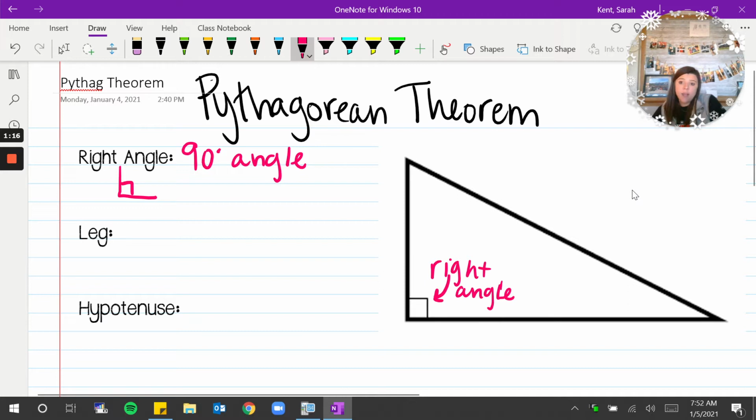Then from the right angle, we have two different parts of the triangle. One is called the leg and the other is the hypotenuse. You might remember hearing these words from last semester, when we looked at different angle relationships, and there was the one that was hypotenuse leg, and we could only use it with a right angle. So our legs are going to be the two sides that are next to the right angle.